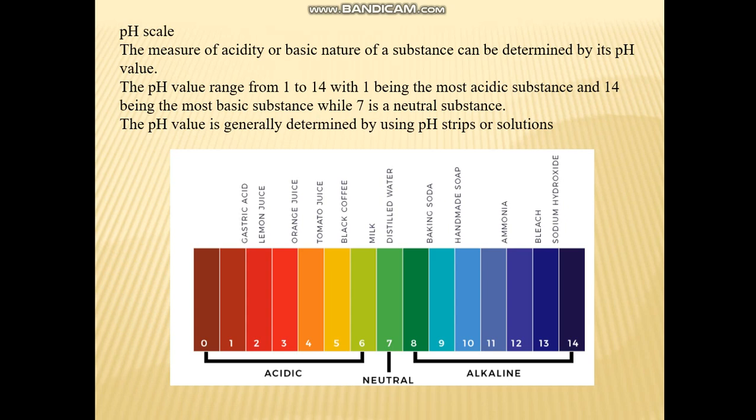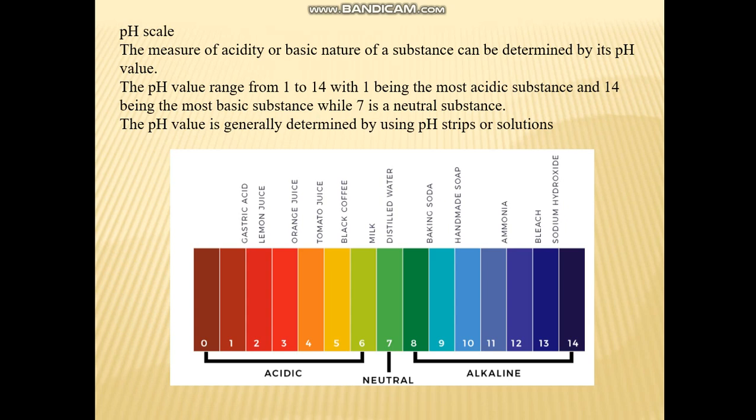The pH value is generally determined by using pH strips or solutions. In a chemical lab, when we are preparing any solution, we usually check the pH with pH strips. Just as we have litmus paper strips, likewise we have pH strips. Depending on the pH strips, we prepare the solution. You will study these in higher classes; for now just know what pH is.